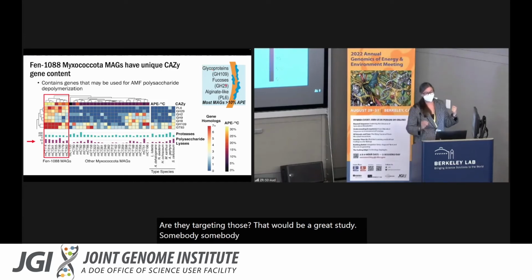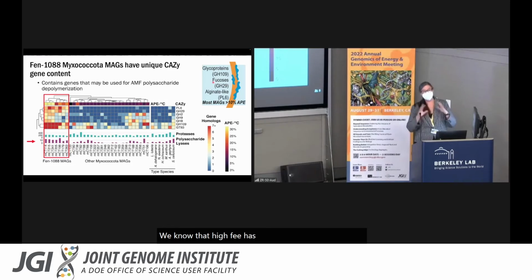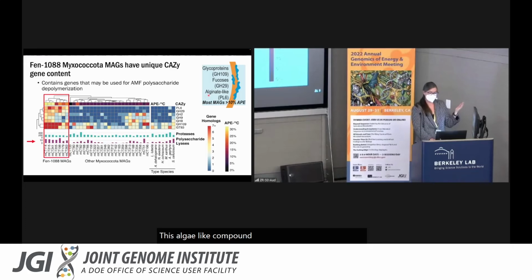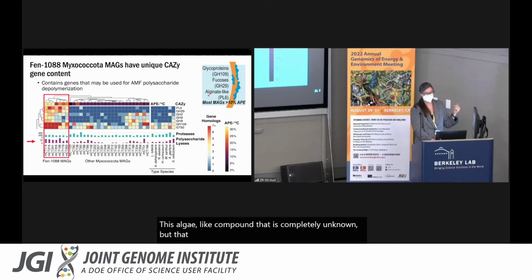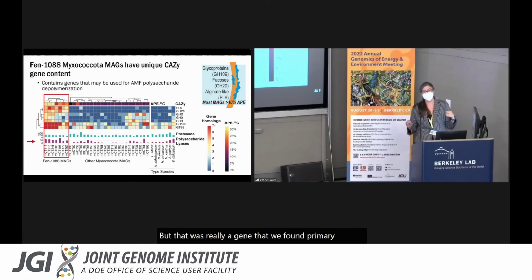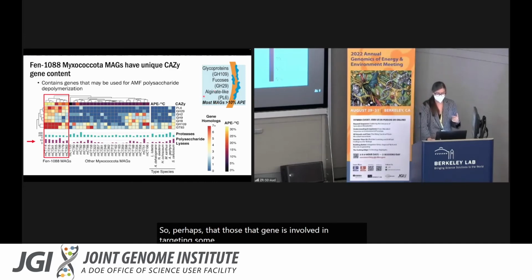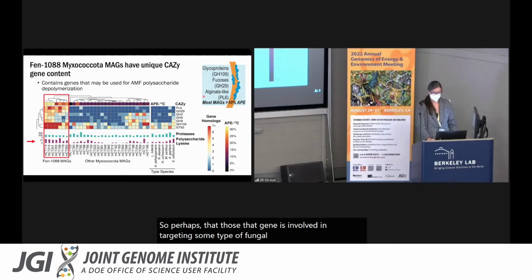We know that hyphae have fucose-based polysaccharides on their surfaces. This alginate-like compound is completely unknown, but that was really a gene that we found primarily in organisms that were highly enriched. So perhaps that gene is involved in targeting some type of fungal polysaccharide.